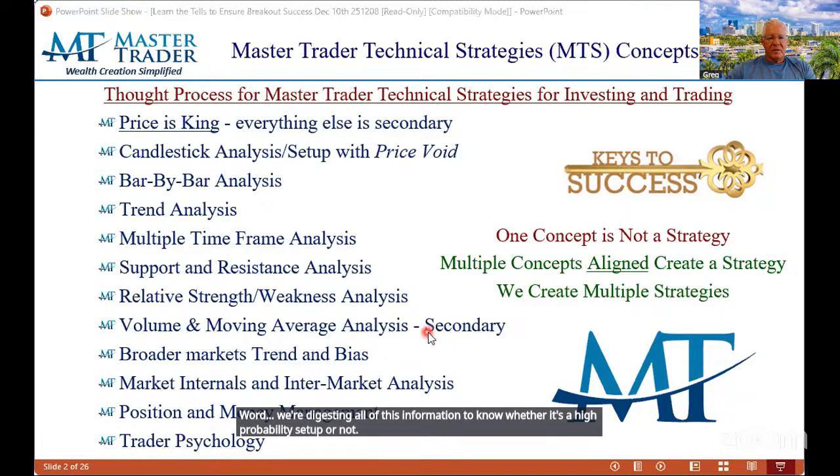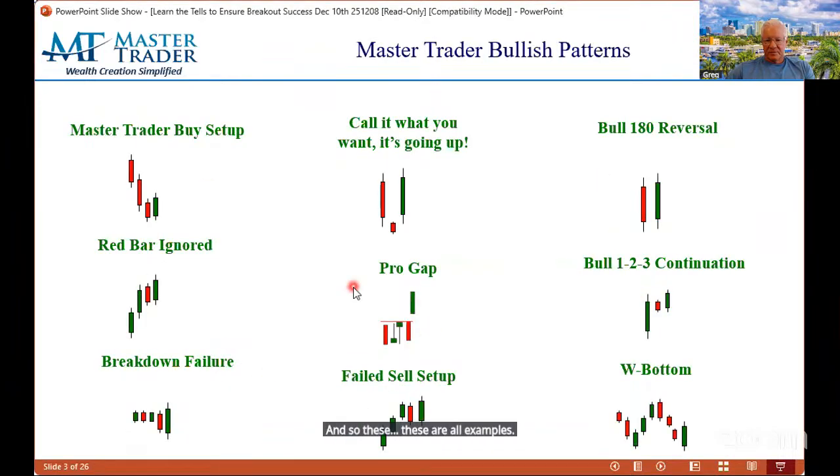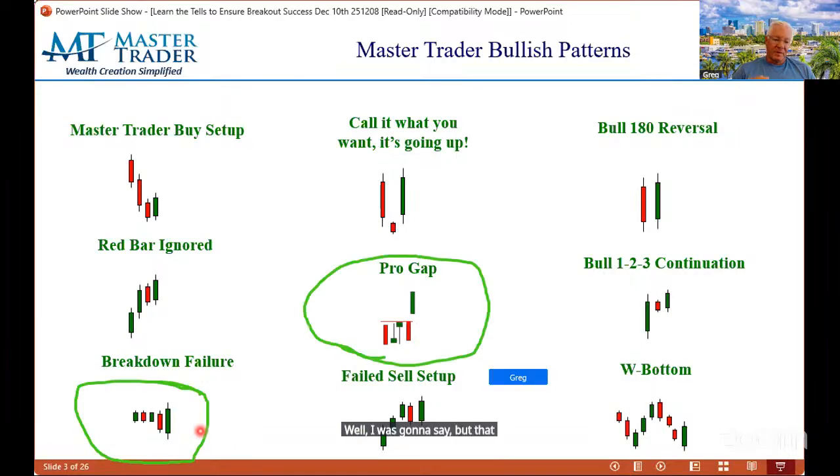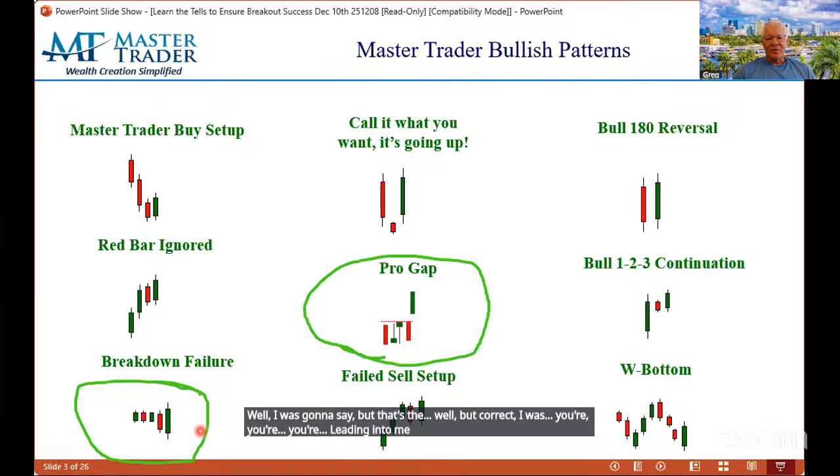And so these are all examples of bullish pictures on whatever time frame. And you might be asking, well, where's my breakout? That's what we're covering today. True. It's specifically not on here. We have many other patterns, but this is our starting point. Every one of these is a bullish starting point. On what time frame? Where's the trend? Where's support and resistance? So those are the best two breakouts on these 9 slides.